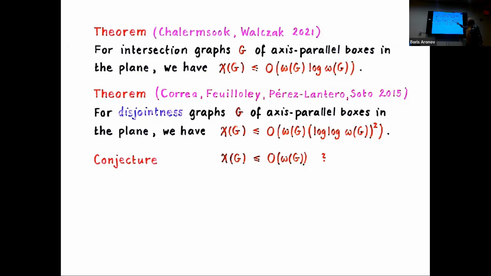For a disjointness graph, omega means the largest clique, but the largest clique in the disjointness graph is really a set of disjoint objects. Right? Okay.